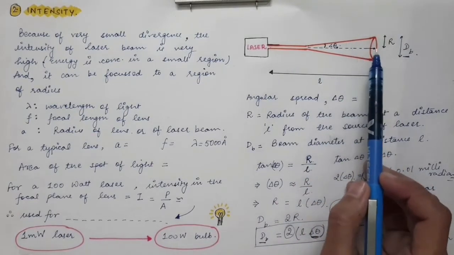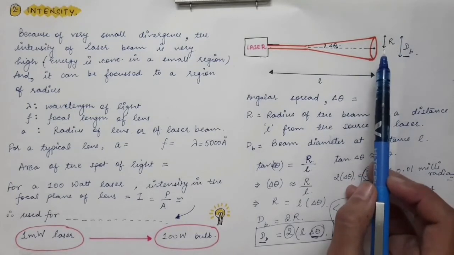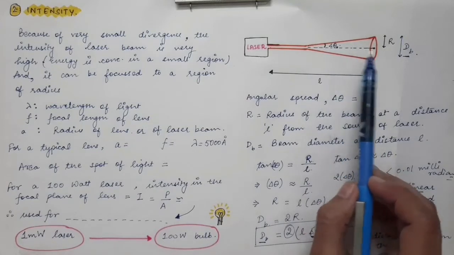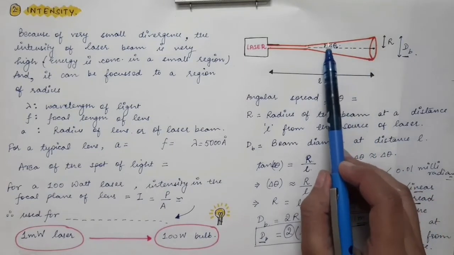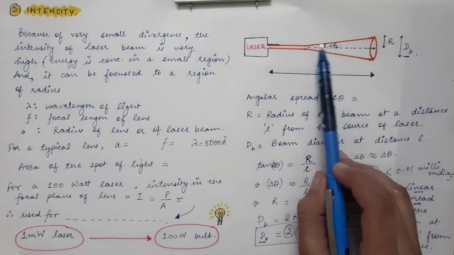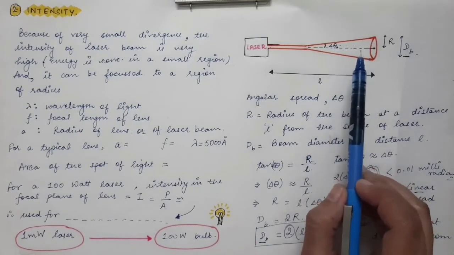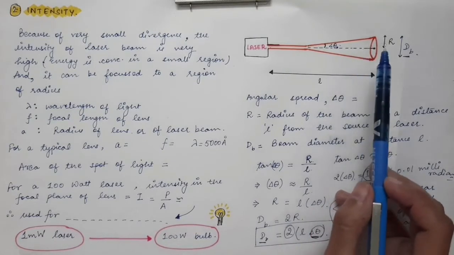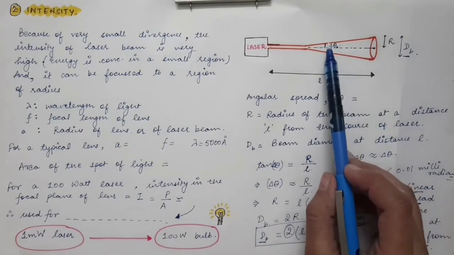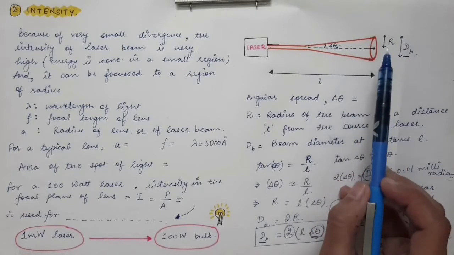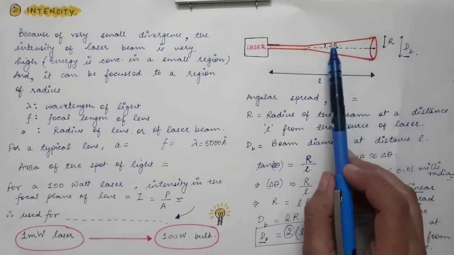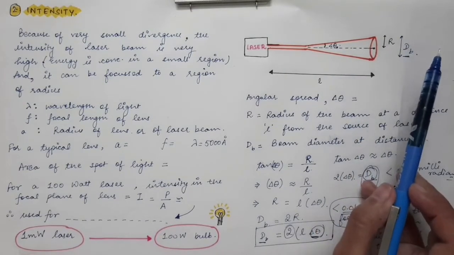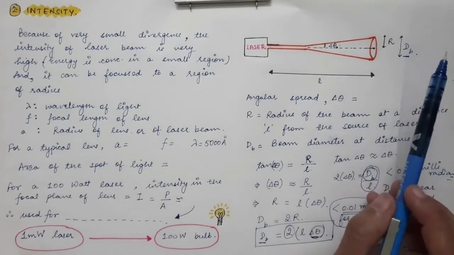And these light rays can be focused with the help of a lens. Now these light rays are not exactly parallel to each other. Due to this finite value of delta theta, the light rays from a laser are not exactly parallel, but you can say that they are almost parallel. So when you make this laser light fall on a convex lens, these light rays will be focused on the focal plane of the lens.